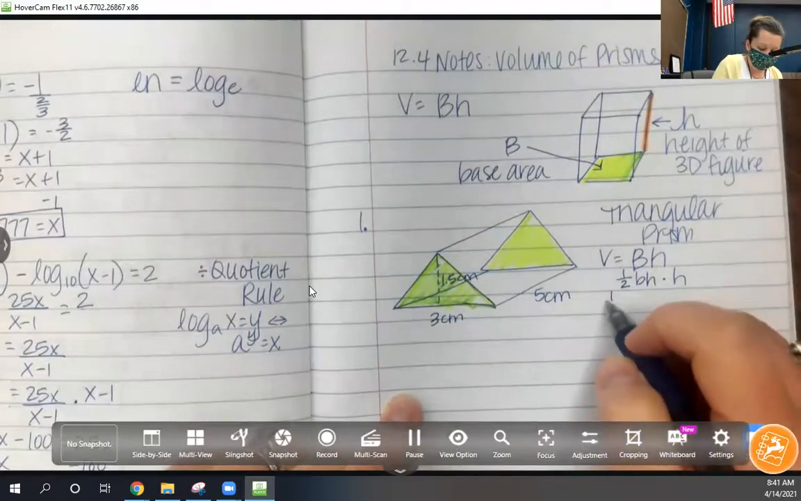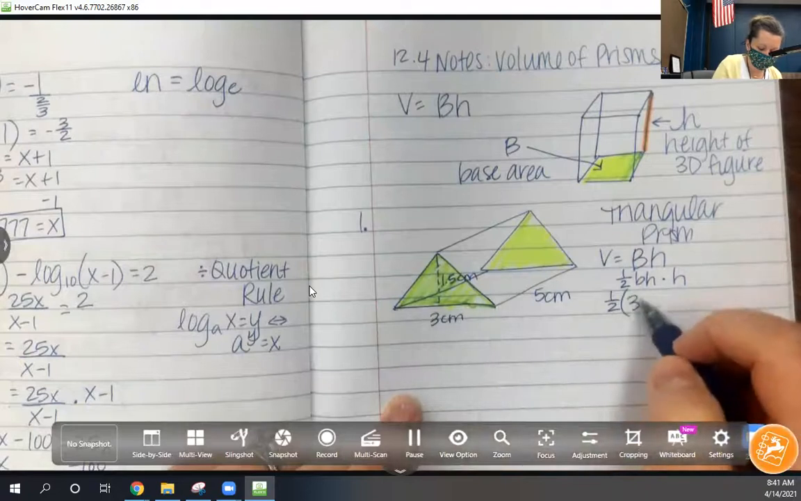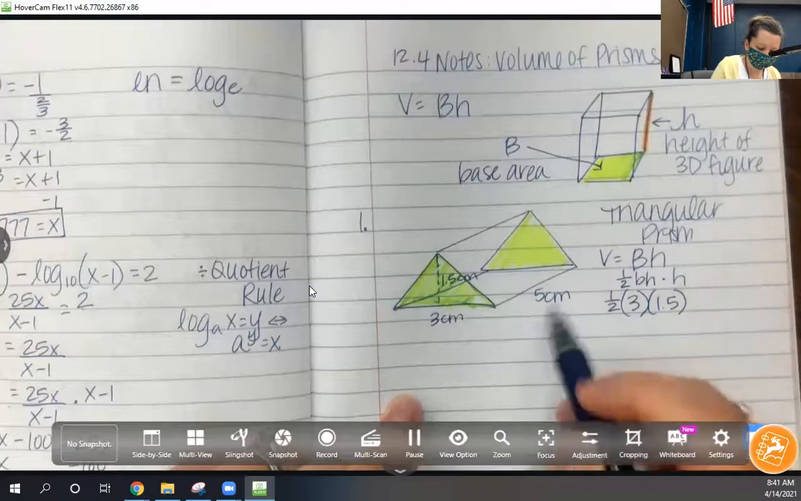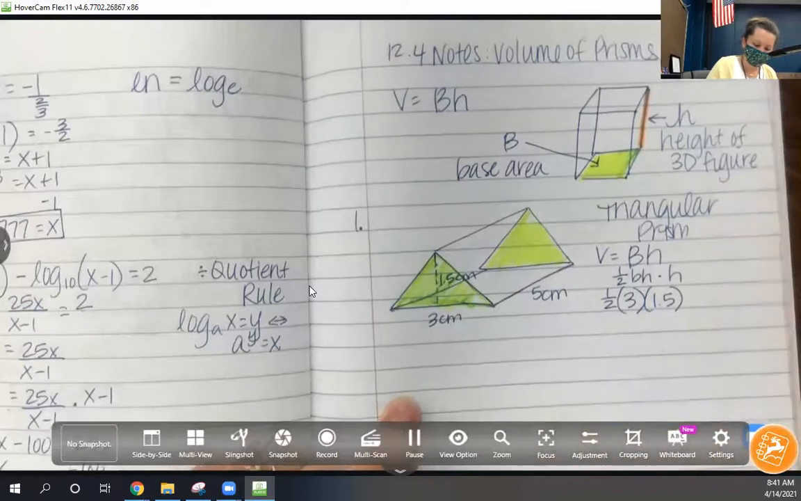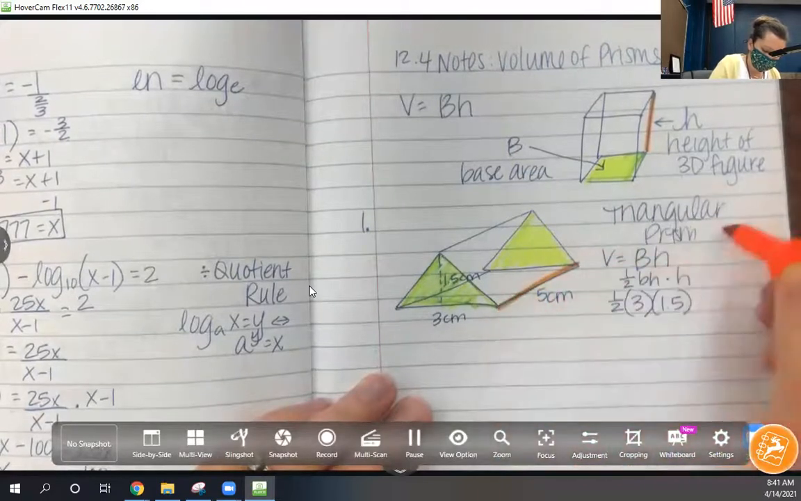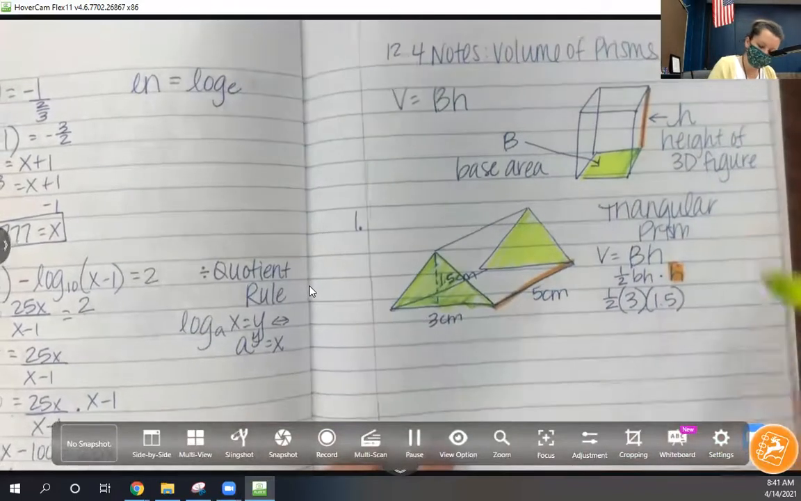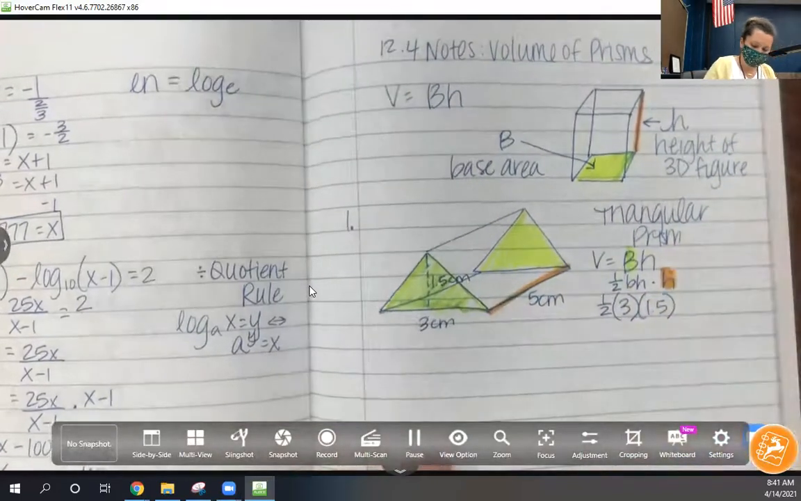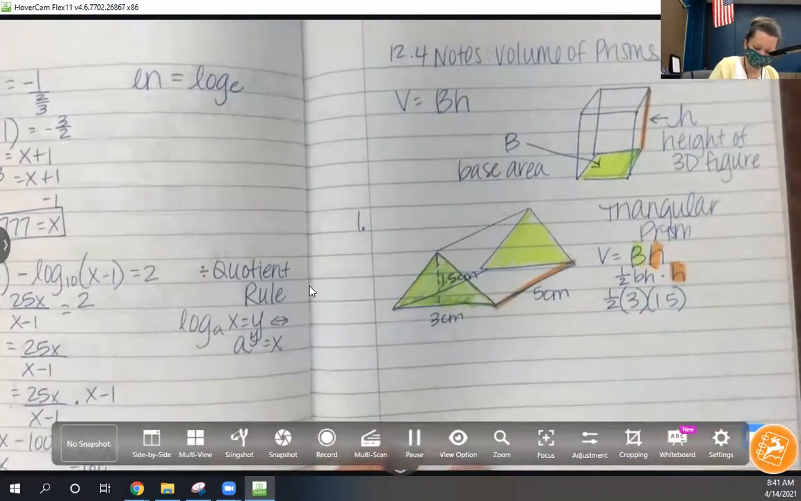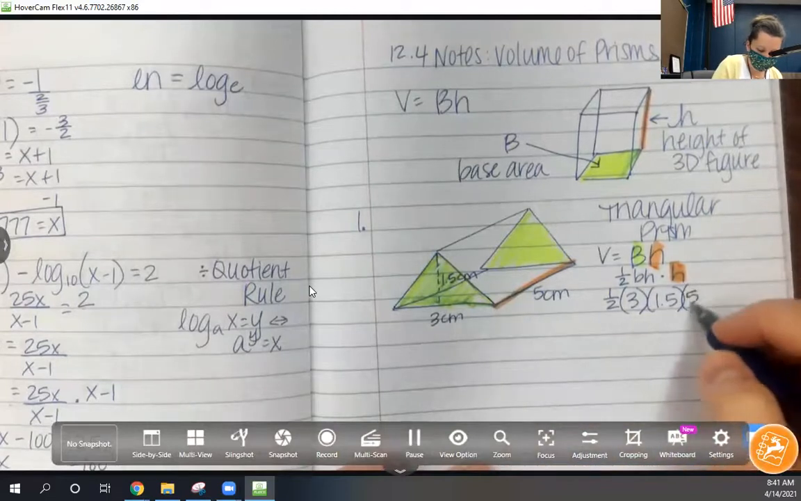Let's write all this out. 1/2, the base of the triangle is 3. The height of the triangle is 1.5. And then the height of the figure, I'm going to highlight that in orange just so we can see it, is that 5. It really helps to use colors, especially when we have the same letters going on. So the height of the figure is 5.